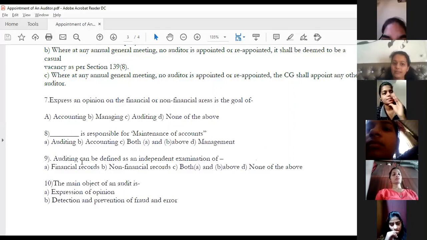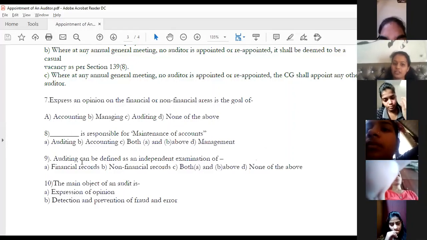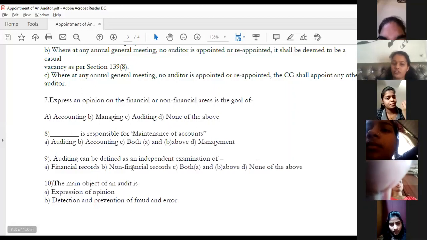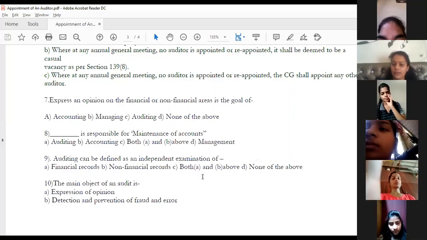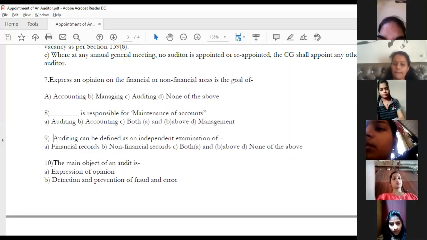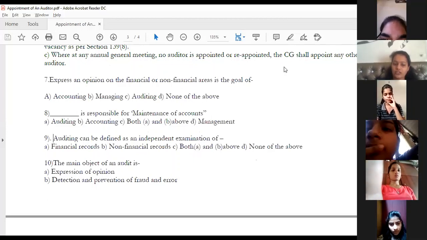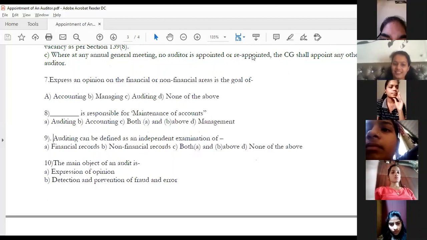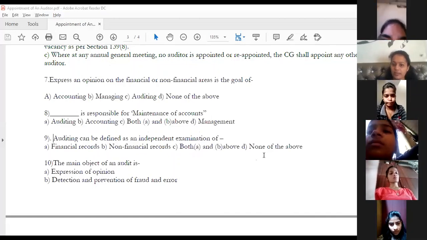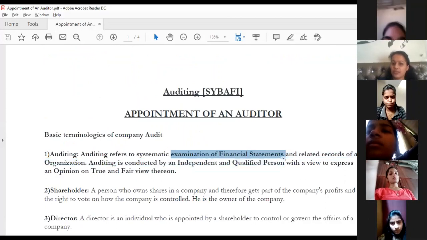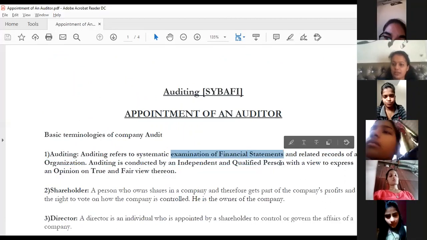Management of the company is responsible for maintenance of accounts. Next, auditing can be defined as an independent examination of financial records, non-financial records, or both A and B. What do you think? A, financial records. Correct, the answer is A. We just studied this. Let me take you to the definition: it refers to systematic examination of financial statements. So you examine financial records.